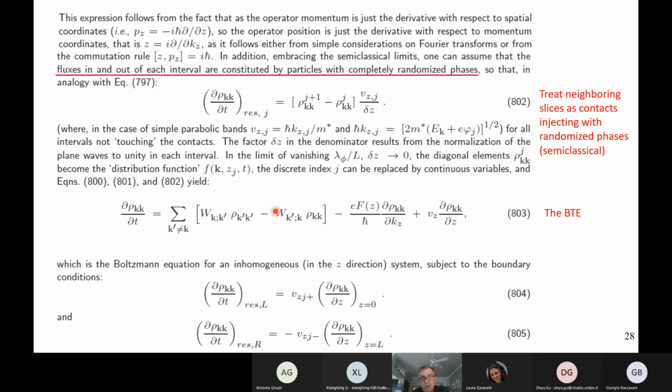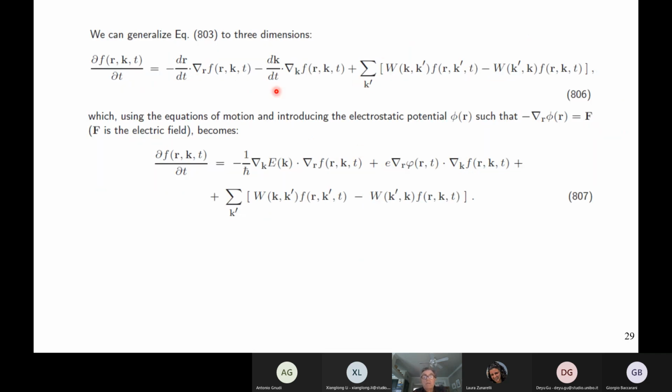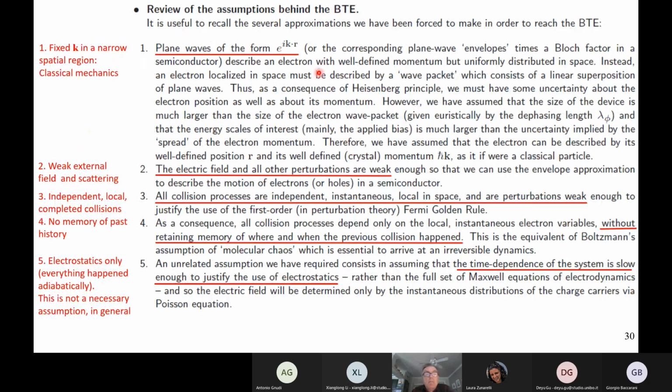Boltzmann transport equation, which has the master form, and then we have the usual terms. The driving term, this is the drift term, and the diffusion term, which is proportional to the spatial gradient. We can generalize it to three dimensions, and we get the Boltzmann equation. Okay, in this form. So, we're taking a little break. Let me review the assumptions that we have made.